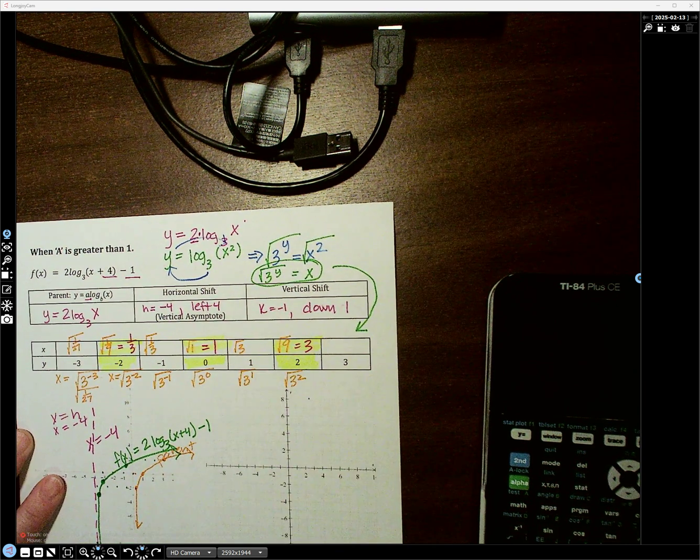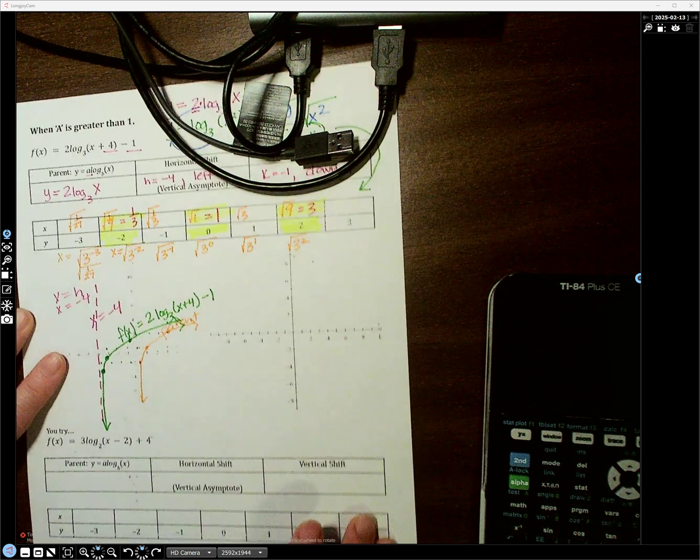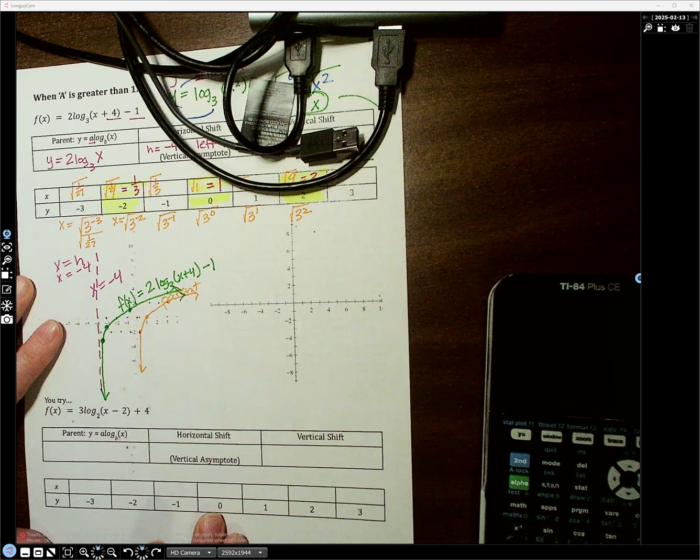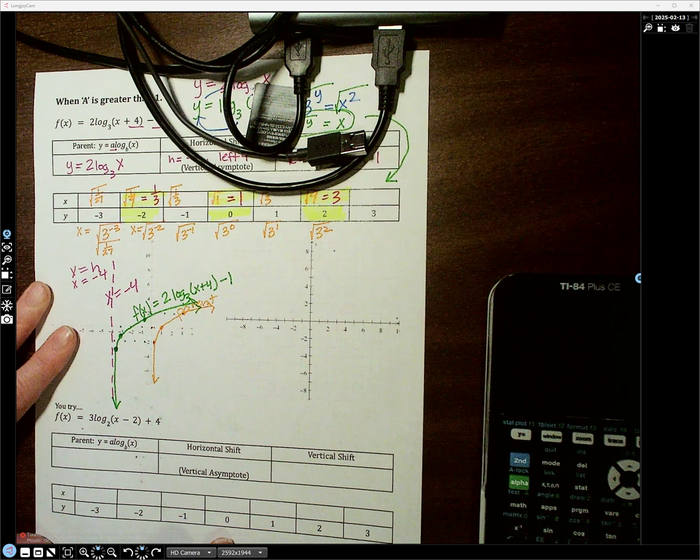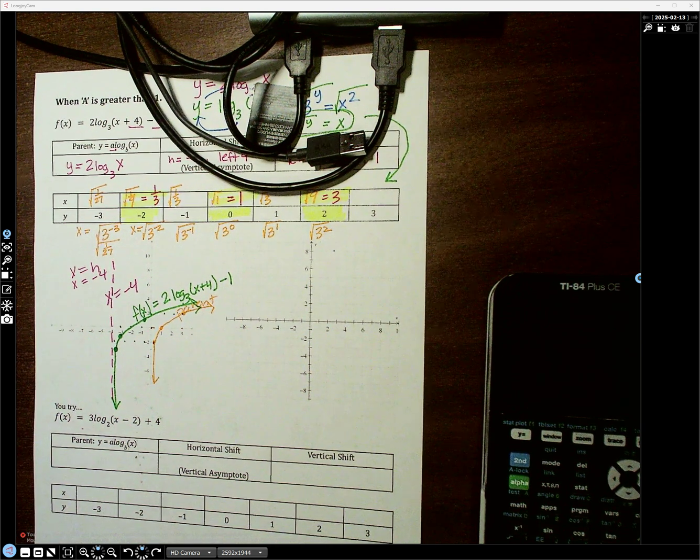Okay, so what I want you to do is I want you to try this problem. The key will be there, and you guys can check that. Okay? All right. Do your best. There's practice, and you can write down your questions, and I will be there next class.